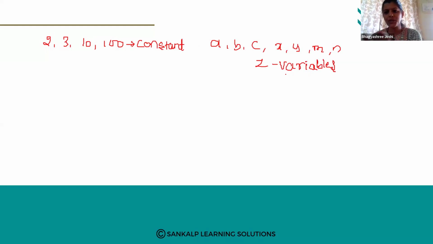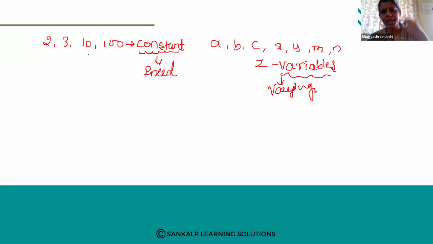Then what is the difference between constant and variables? Do you find any difference between constant and variable? Yes, there is a difference. What is the difference? See, constant term. Constant means what? Constant means it is a fixed term. Remember, constant means it is a fixed term. Variable means it is varying. Right? Variable means it is varying. Varying means it is changing. Right? So, see 2, 3, 10, 5, 50. These all are fixed terms. It cannot change. Okay. So, if you go anywhere, it will remain as it is.